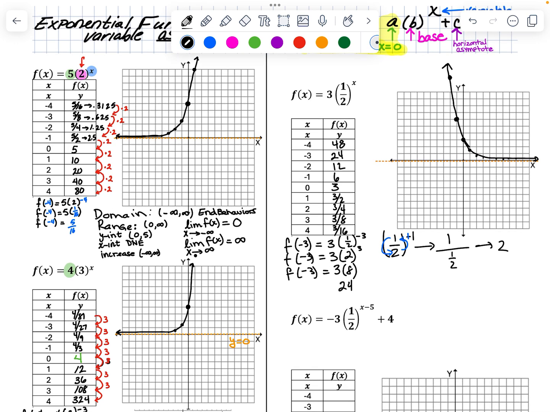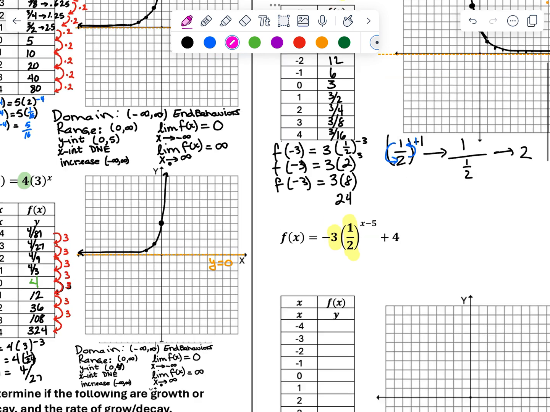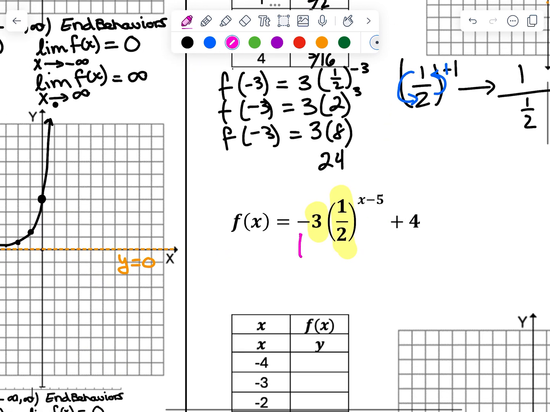Now, if you will, please notice this number and this number are exactly the same as here. But we have these translations. So what are the translations going to do? The translation is going to reflect across the x-axis.